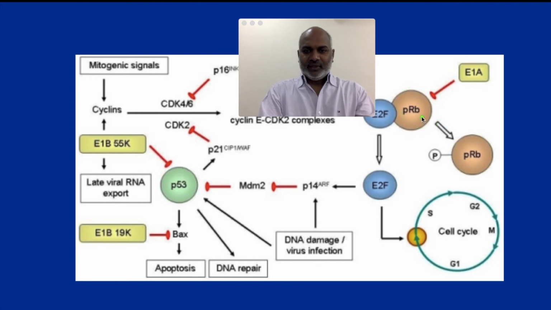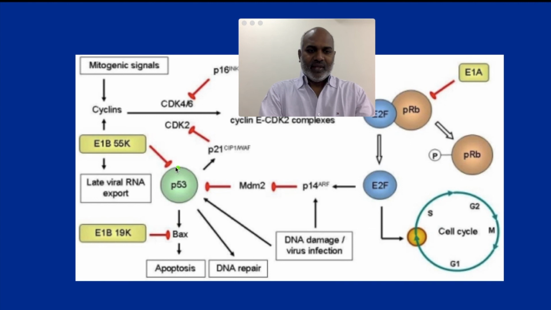Due to that, the RB will be phosphorylated. In the phosphorylated form, it cannot bind to the E2F protein. Then the E2F protein is free. This E2F protein is involved in the movement of G1 phase cells into S phase. So quickly all the cells present in G1 go into the S phase.